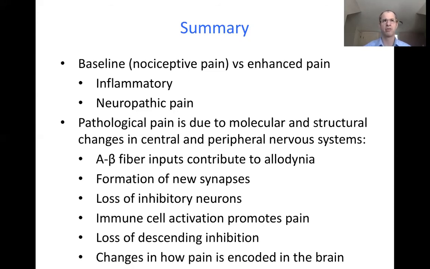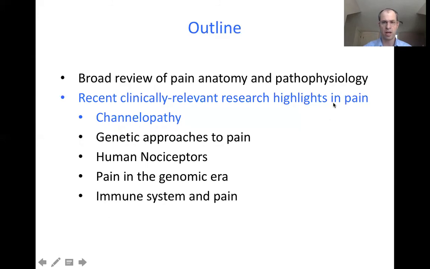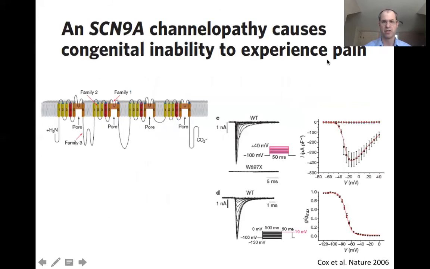And so we're going to turn now to a couple of other examples of different pain conditions. And the first I'm going to mention is channelopathy. This story started in 2006 with rare cases of kids who did not experience pain, and they performed stunts like putting knives through their arms or walking on coals, and despite this did not experience pain.